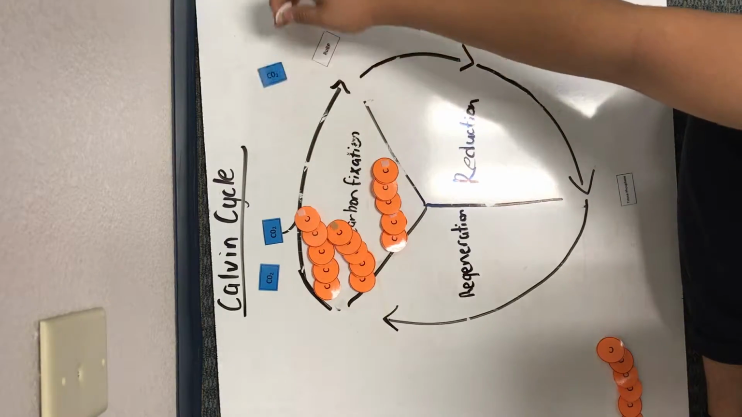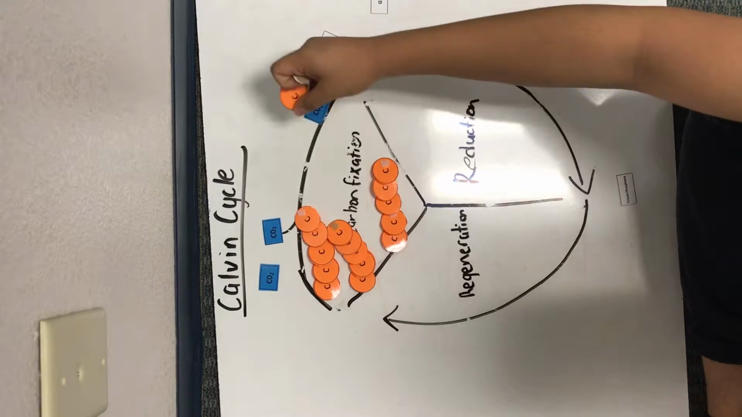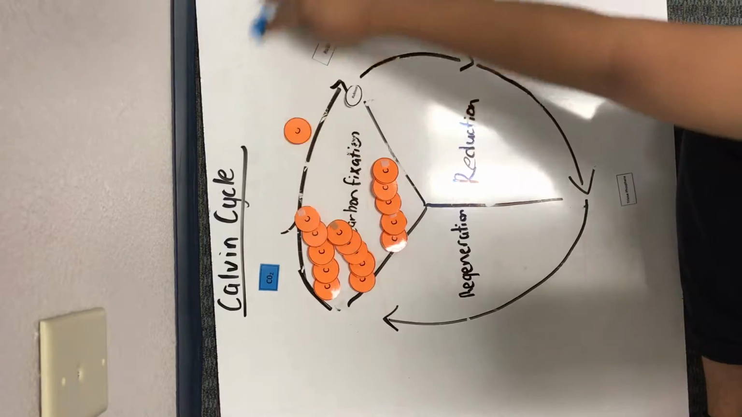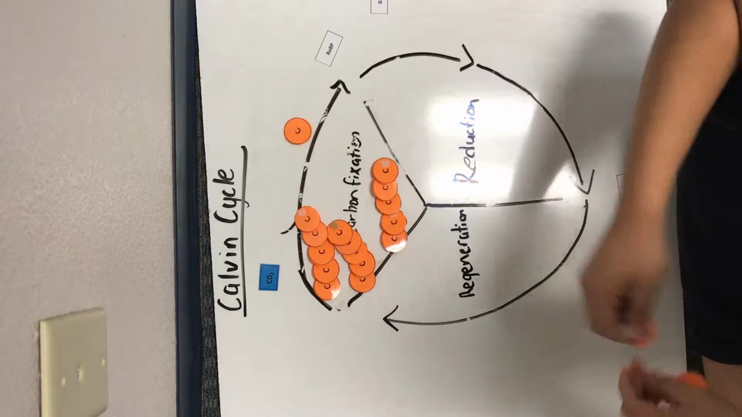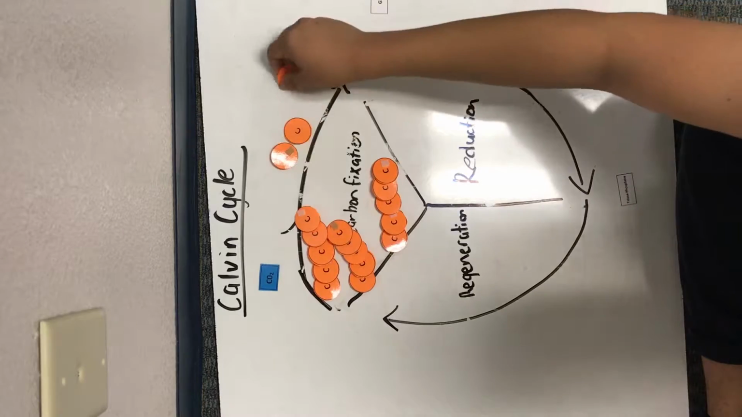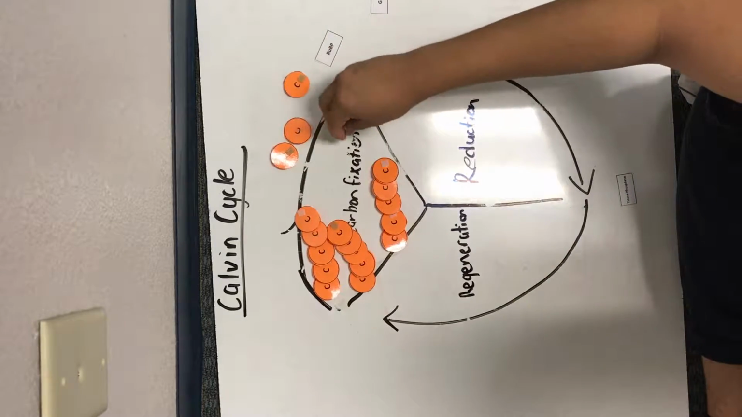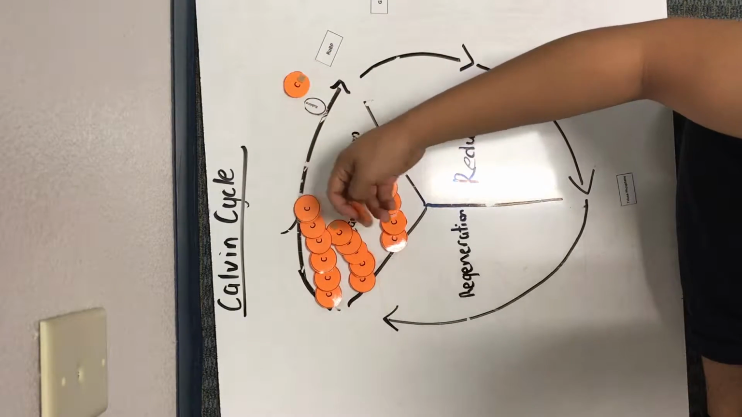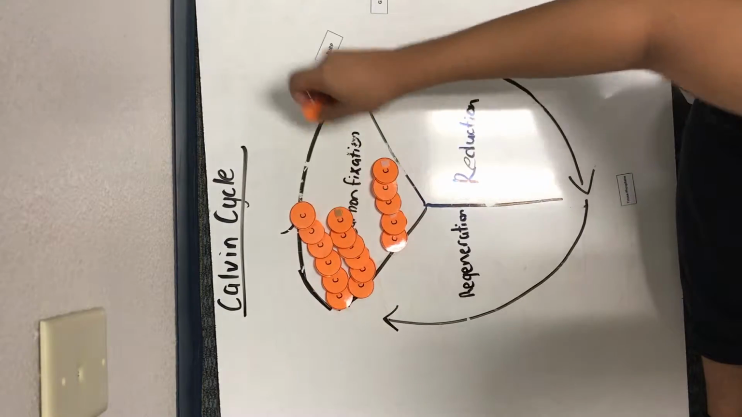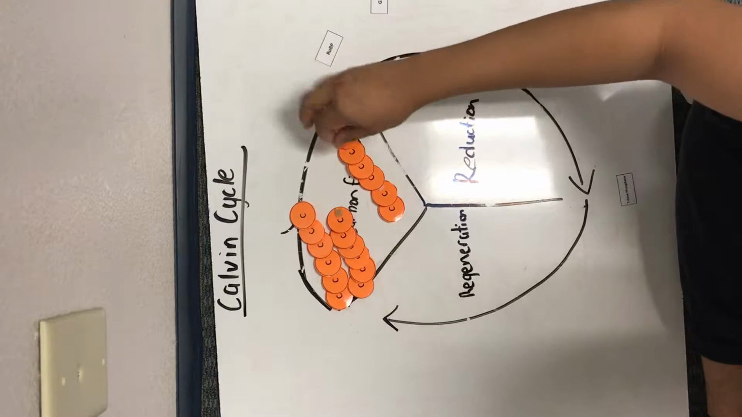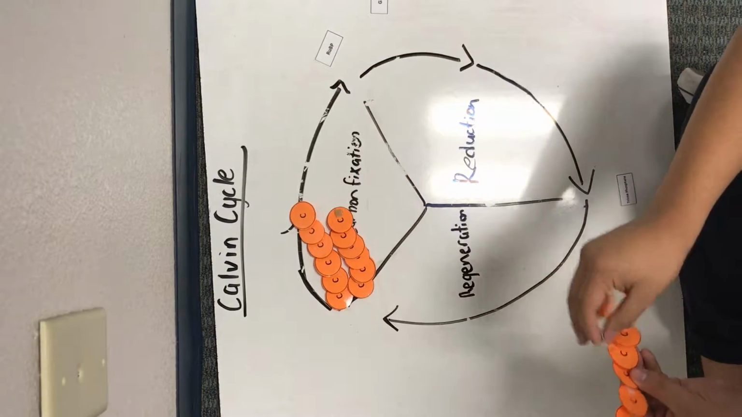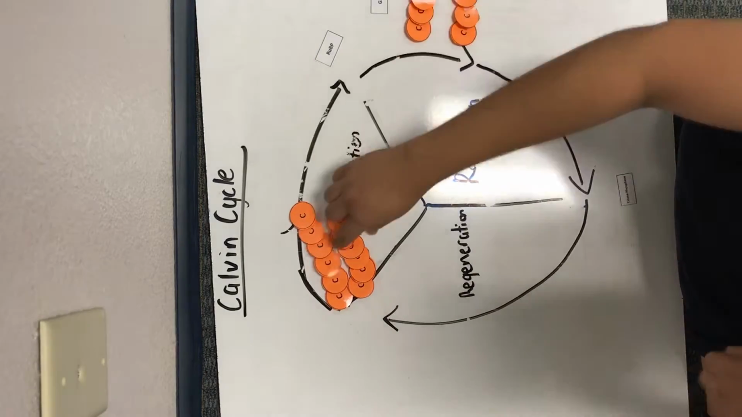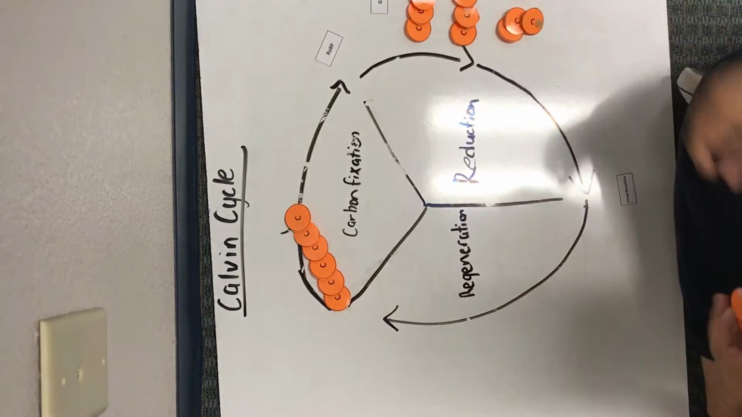Rubisco breaks the carbon off of the O2, off the CO2. The oxygen is released, and we're left with 3 free-floating carbon molecules. Then the rubisco attaches these free-floating carbon molecules to RuBP, creating a 6 carbon molecule. The 6 carbon molecule is then broken down by rubisco even further into 2 3 carbon molecules.